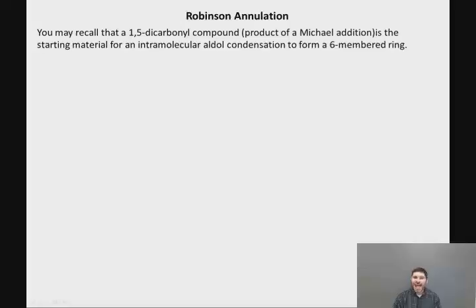And that is a reaction that is called the Robinson annulation. So you may recall that a 1,5-dicarbonyl compound, which is the product of a Michael addition, as we just saw in the last slide, is something you've actually seen before in a previous video in this unit. A 1,5-dicarbonyl compound is the starting material for an intramolecular aldol condensation that is used to form a 6-membered ring.